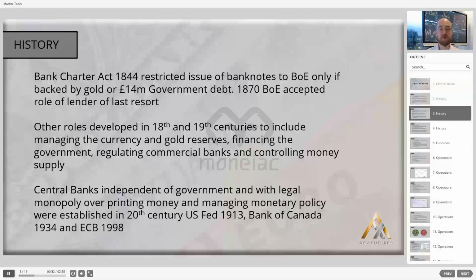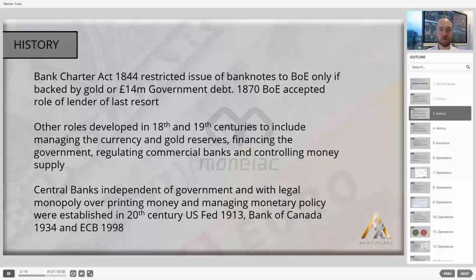1870 as well, the Bank of England took on more of what I'd see as modern functions of a central bank. They started accepting the role of lender of last resort. This was on the back of the Overend Gurney Company crisis. I'll allow you to read that in your own time. But effectively, it was a wholesale bank that had a bank run on it, creating a big drain on liquidity in the economy. The Bank of England had to step in, lend money to make sure it didn't create a further collapse within the economy.